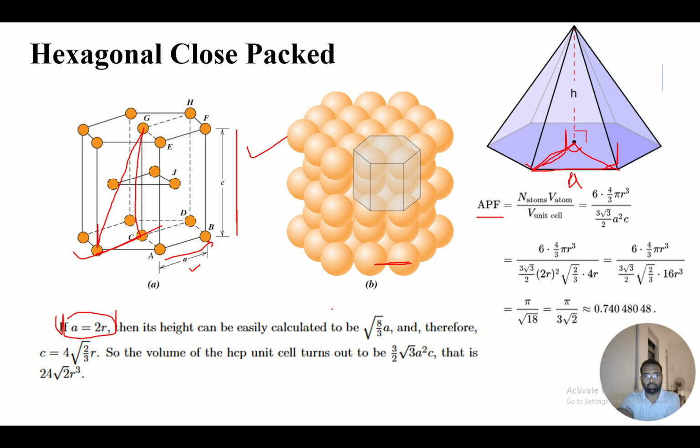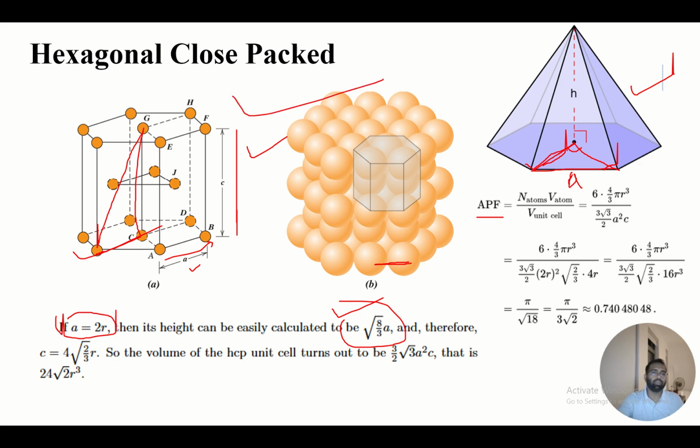Let's understand this one. So the relation between the height and this dimension, the relation is this, and you can use this triangle to calculate this one. That's quite easy. I use geometry. And how many atoms are there?